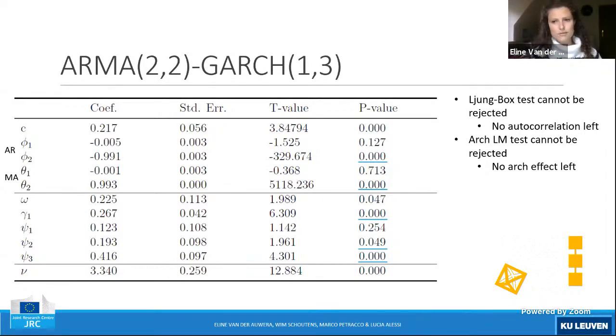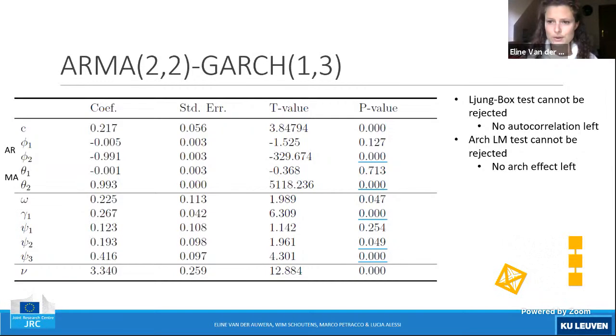Now we have investigated how many parameters were necessary to model the log returns of Bitcoin correctly, and 2,2 and 1,3 was found to be the best fitting number of parameters by the AIC and BIC, so the Akaike information criterion and Bayesian information criterion together. So that's why we used both of them.